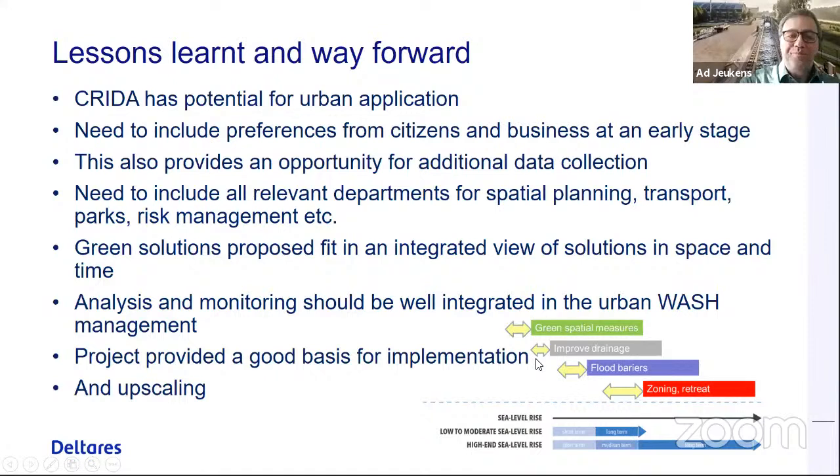So my last slide: lessons learned and the way forward. We see that CRIDA has real potential for these urban applications, but with some modifications. It's really important to include preferences from citizens and businesses at an early stage, not only in terms of objectives, but also in terms of what sort of solutions are desired. And involving citizens, using the questionnaires, also provides an opportunity for additional data collection when there is very little data available on the performance of the drainage system, for instance.